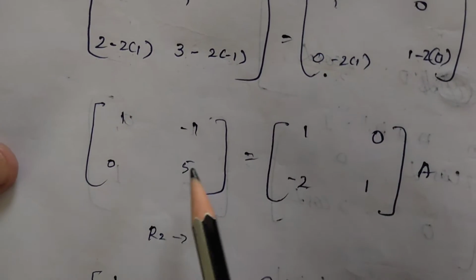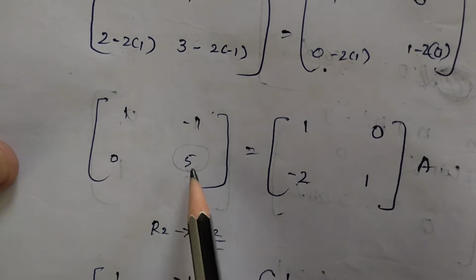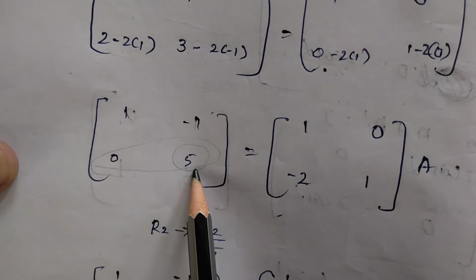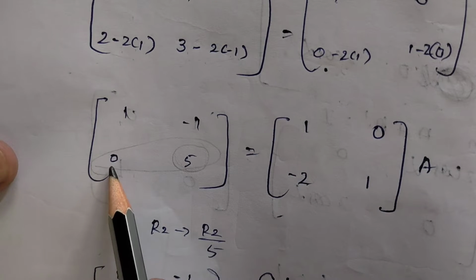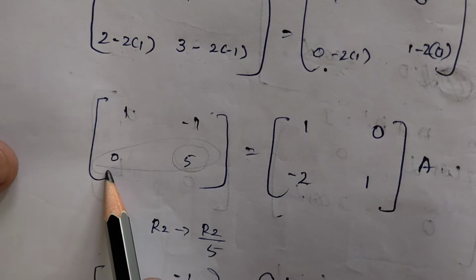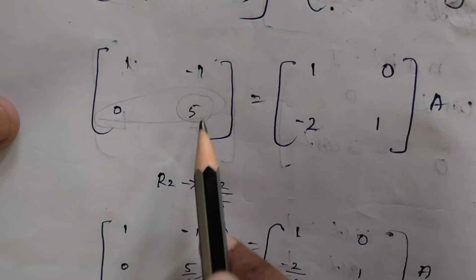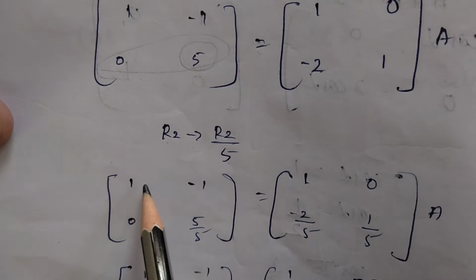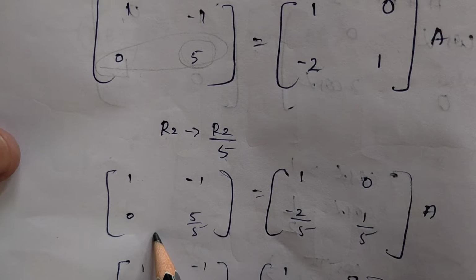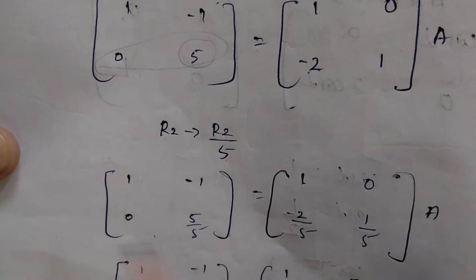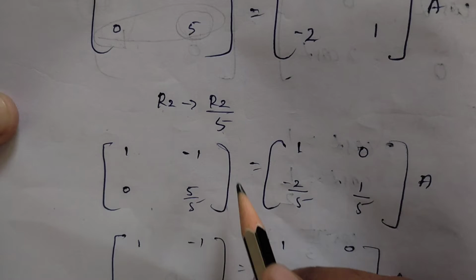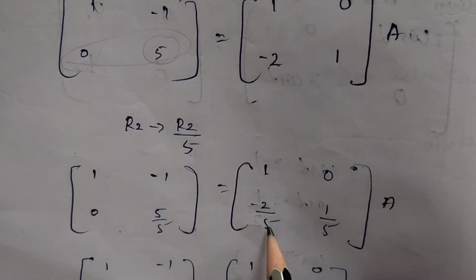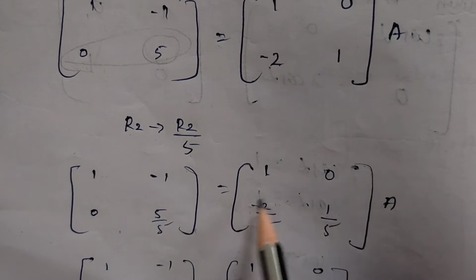Next step is, you should make this element 1. So to make this element 1, I am dividing this row by 5. While dividing this by 5, it will never get changed. So R2 tends to R2 by 5. Keep R1 as it is, 1 minus 1. Only changes in the R2 on LHS and the RHS side. So 0, 5 by 5, that is equal to 1, 0, minus 2 by 5, 1 by 5. The R2 is divided by 5.